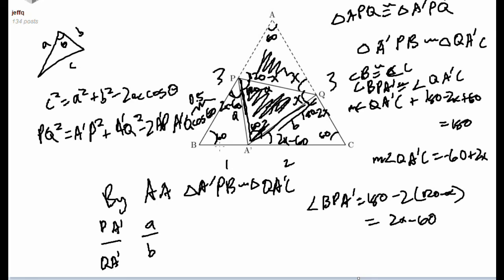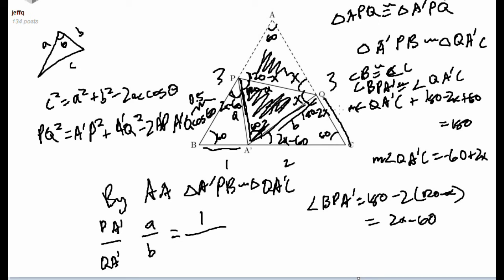And two other corresponding sides would be this BA' and QC, because they're the short side of each triangle. And since the triangles are similar, these sides are corresponding. So the ratios are the same too. Which means that BA', which is 1, divided by QC.